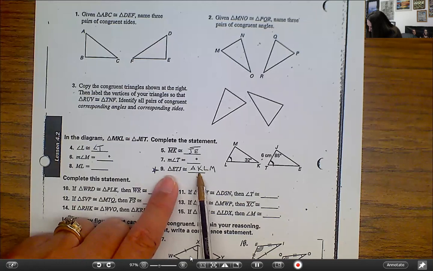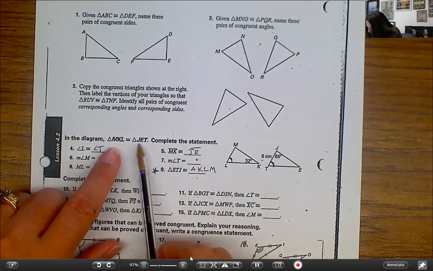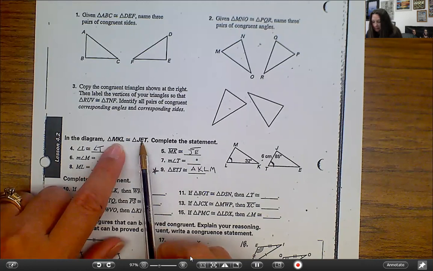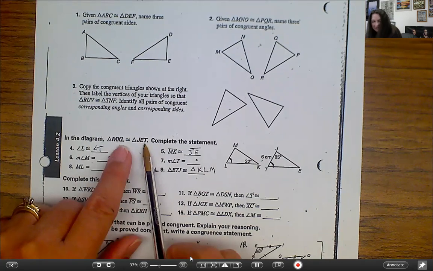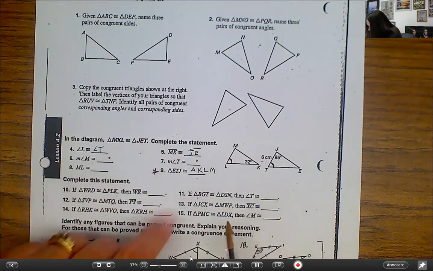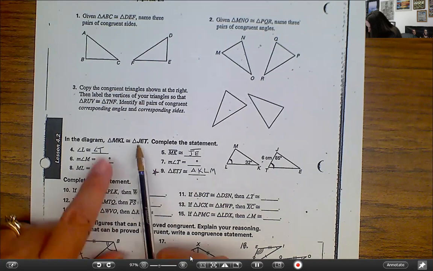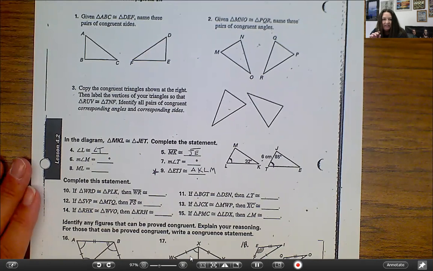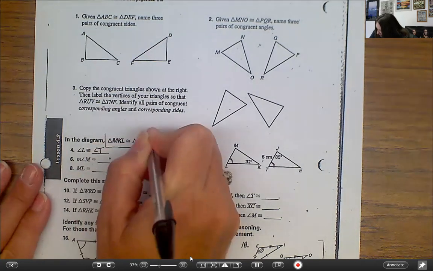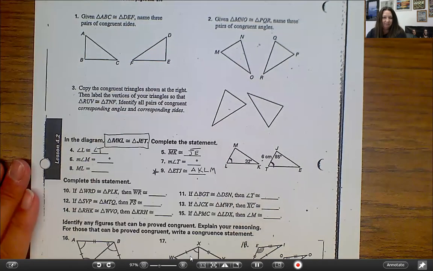So E corresponds with K. Well, in the original, E corresponded with K. Then T should match up with L. Well, T did match up with L. And then finally J with M. Well, J with M. Those were both the first letters there. So your corresponding angles still always need to align inside your triangle congruency statement. So here's a triangle congruency statement. So just be careful in matching up those parts.